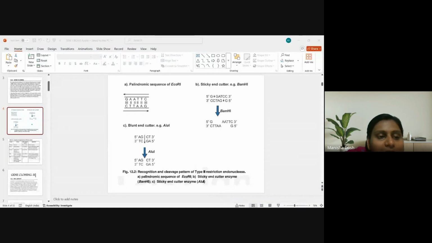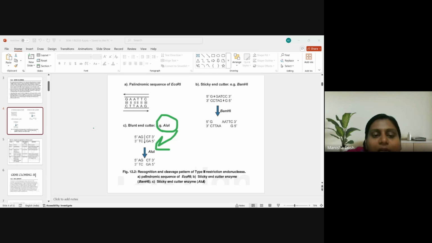EcoRI has a recognition sequence of 6 nucleotide bases, 6 base pairs: 1, 2, 3, 4, 5, 6. BamHI has a sequence of 1, 2, 3, 4, 5, 6, again 6 base pairs. But this AluI has a recognition sequence which is only 4 base pairs: AGCT, AGCT. Okay. Similarly, look at the cutting position also.